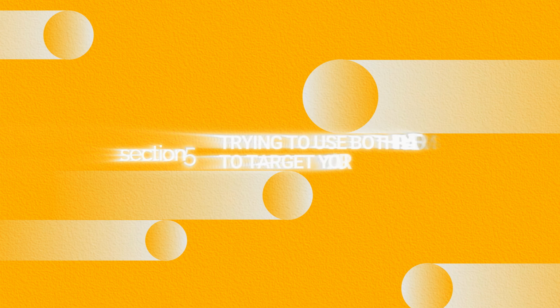to scale. So section 5 is basically trying to use both platforms to target your ads. When you are using both platforms, you have two great platforms to get customers from. With Google, remember I told you, it is basically intent-based customers. So people who are willing to buy, who are ready to buy, and will definitely buy in most cases. So you have this group of audience.